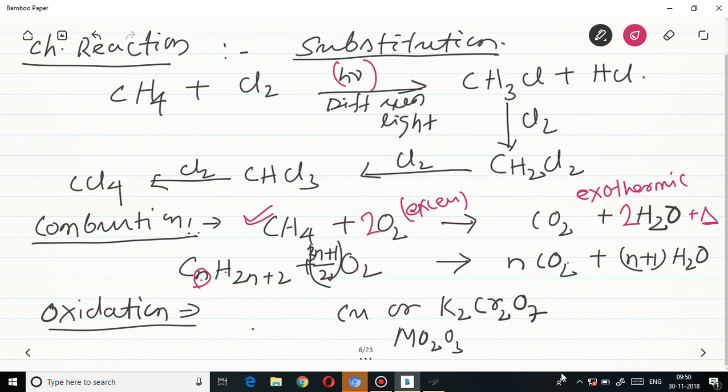Next is oxidation, that we have already done. If you take copper and potassium dichromate, alkane will be converted to alcohol, again to aldehyde, again to carboxylic acid. And if you take molybdenum oxide, this very mild oxidizing agent, this will convert alkane to only aldehyde, and the reaction will stop.